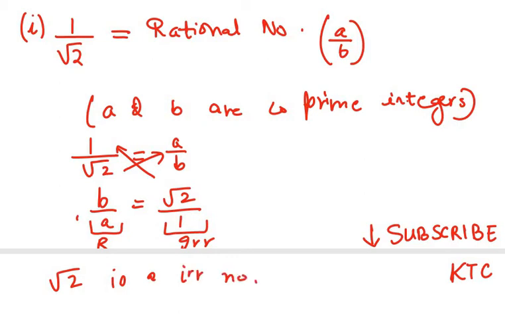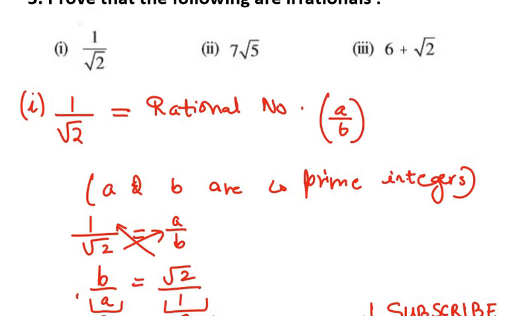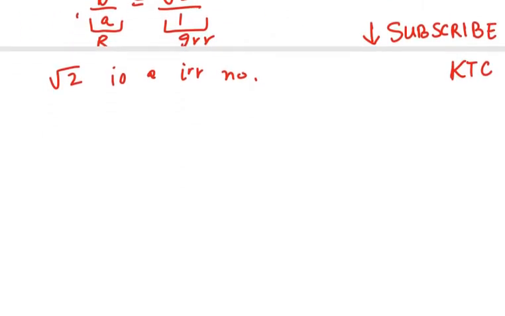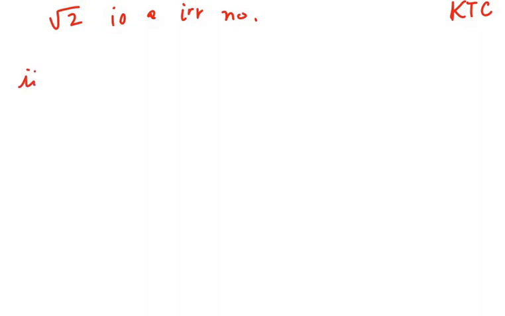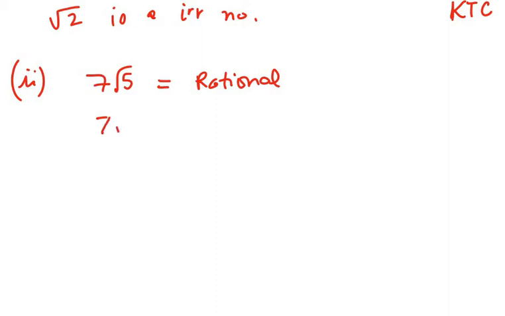Now moving on to the second part. Second part is 7 under root 5. Again we need to assume that 7 under root 5 is equal to a rational number. So we have 7 under root 5 equal to A over B. Now we need to use the same method as we did earlier, that is, we need to bring the number which is irrespective of under root. So we have 7, so we need to bring 7 to the right hand side. So we have under root 5 equal to A over 7B.